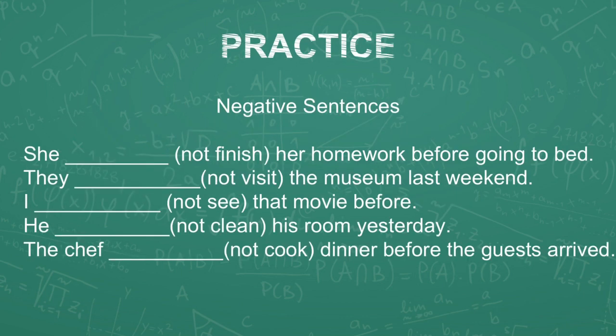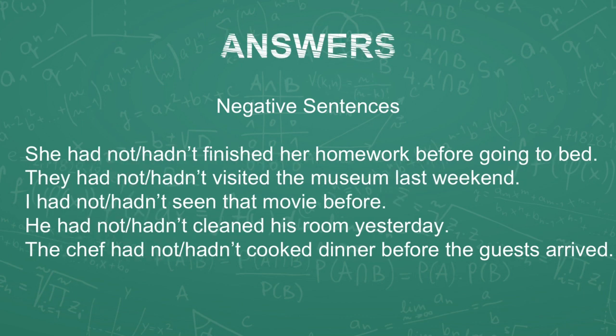Let's look at some negative sentences practice. So pause the video again and figure out the answers, and when you're ready, here we go. So the answers are: she hadn't finished her homework before going to bed. They hadn't visited the museum last weekend. I hadn't seen that movie before. He hadn't cleaned his room yesterday. The chef hadn't cooked dinner before the guests arrived.